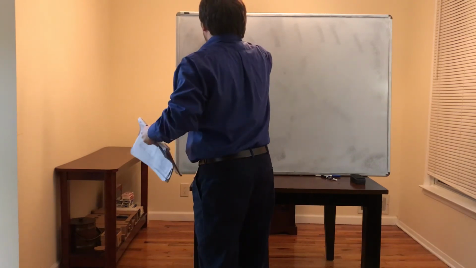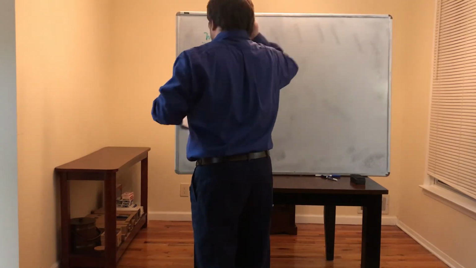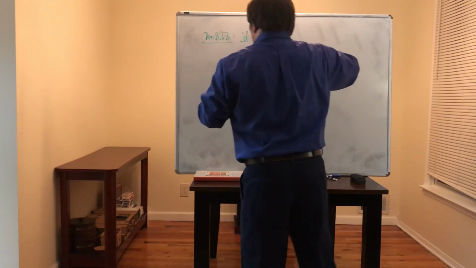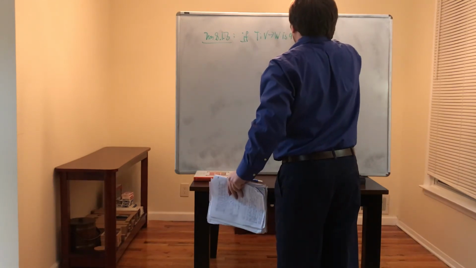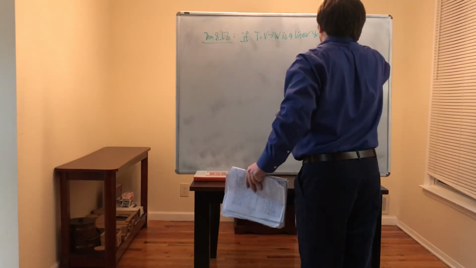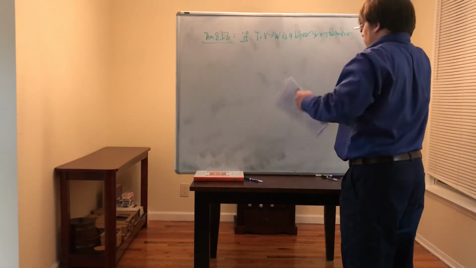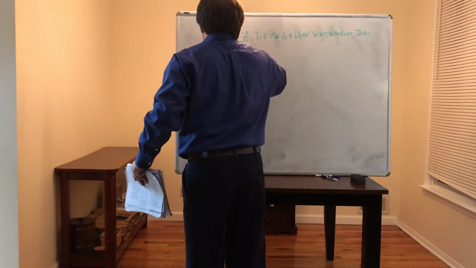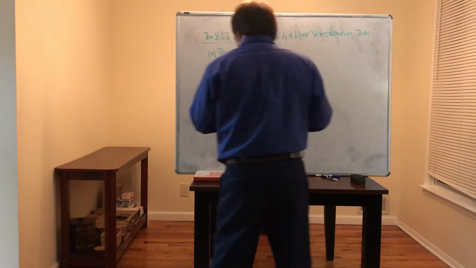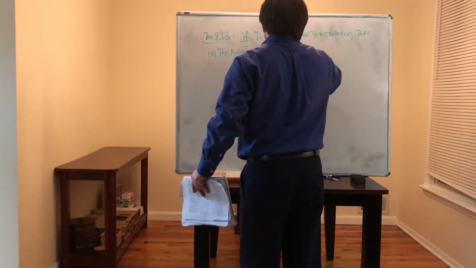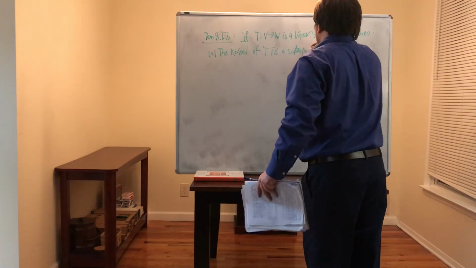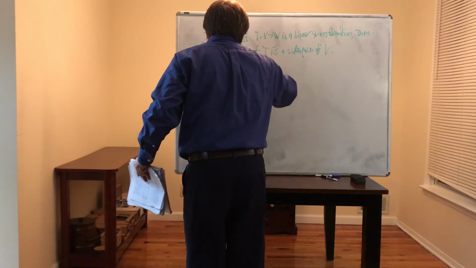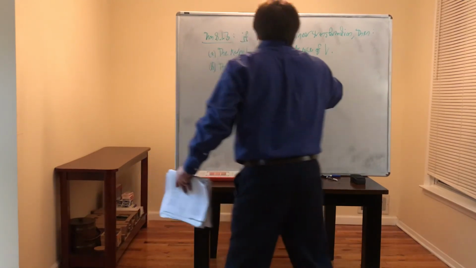Now, theorem 8.1.3. If T from V to W is a linear transformation, then A, the kernel of T is a subspace of V. B, the range of T is a subspace of W.